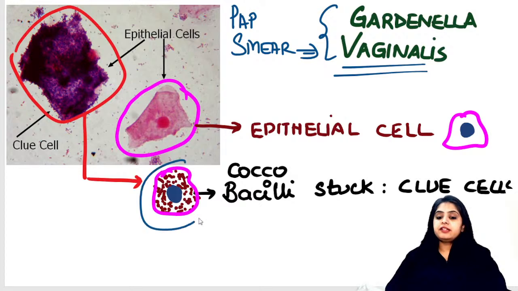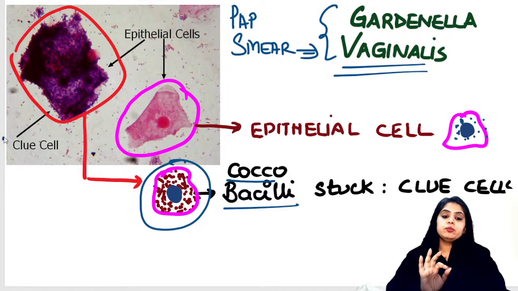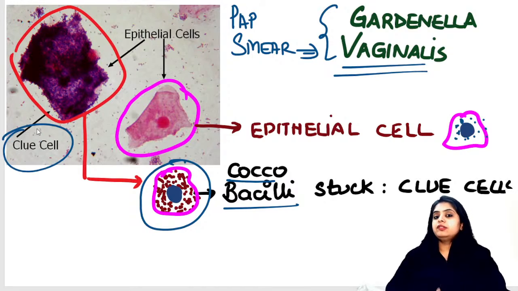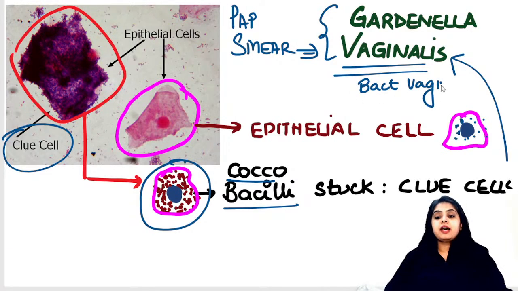Suddenly I see on the cells all those cocobacilli are stuck. All those cocobacilli are going to be stuck. So that is going to be what? That is going to be a clue cell. So please remember, clue cells will give me a clue to which infection, Gardnerella vaginalis, that is bacterial vaginosis. I fully expect this question when we are talking about gynae and pap smears.